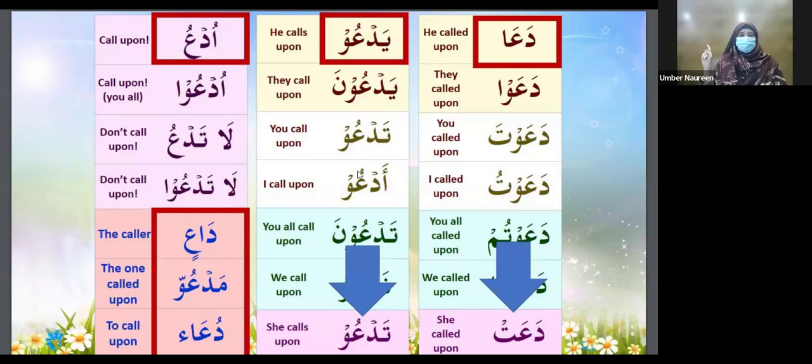Sister Zara. Assalamu alaikum. Wa alaikum assalam. Da'a, he called upon. Da'aw, they called upon. Da'ata, you called upon. Da'autu, I called upon. Da'autum, you all called upon. Da'auna, we called upon. Da'at, she called upon. Yad'u, he calls upon. Yad'una, they call upon. Tad'u, you call upon. Ad'u, I call upon. Tad'una, you all call upon. Nad'u, we call upon. Tad'u, she calls upon.